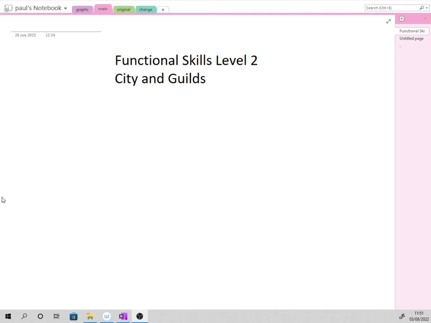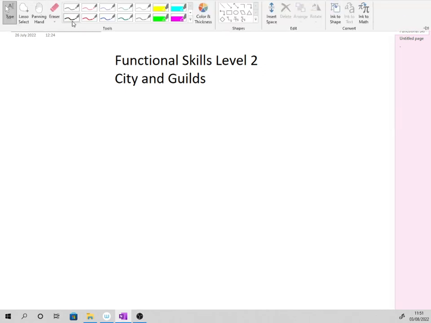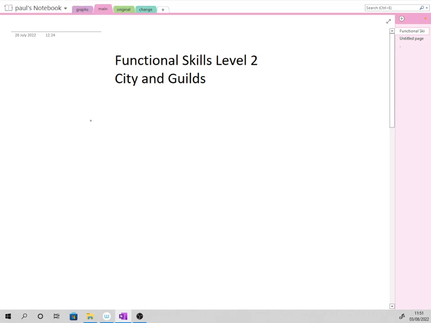Right, here's another percentage lesson, and this one we're going to find original value, and also the second part, percentage change.